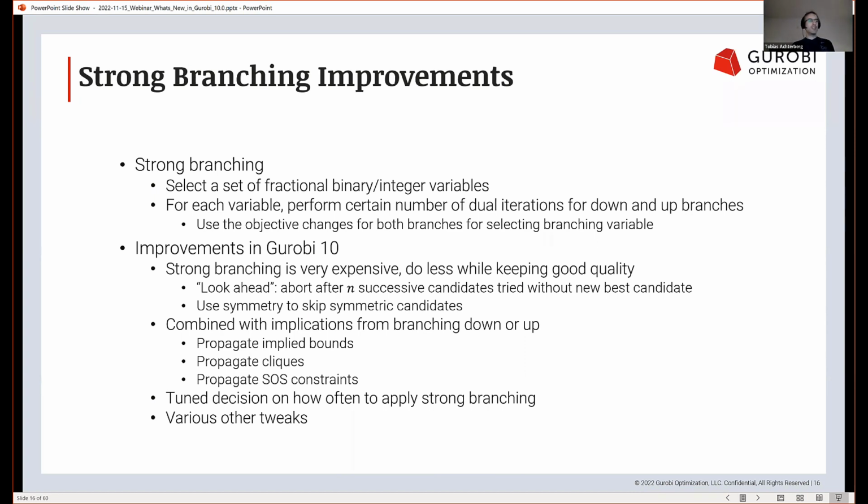Another thing is you can look at the symmetry groups. When you have already applied strong branching on one candidate, and then you would want to apply it on another candidate that is symmetric to this candidate that you have already tried, that is of course a waste of time, because if you were solving the LPs to completion, then it's clear that you are going to get the very same results, right? So we just skip the symmetric candidates now.